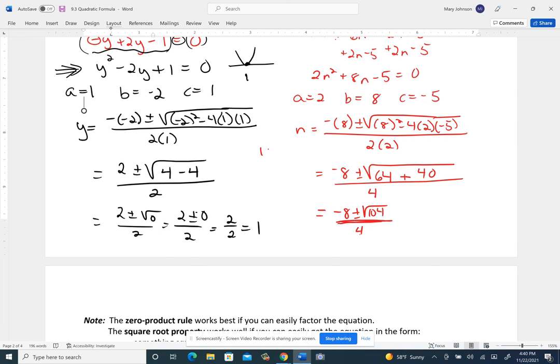So what you should do is take your 104, start breaking it down. So it's 2 times 52. That 52 is 2 times 26, and 26 is 2 times 13. So we have 2 times 2 times 2 times 13. Okay. See a perfect square right there? So if I was doing the square root of all of that, it'd be 2 on the outside and 2 times 13, or 26, on the inside. So this becomes 2 square root of 26, all divided by 4.